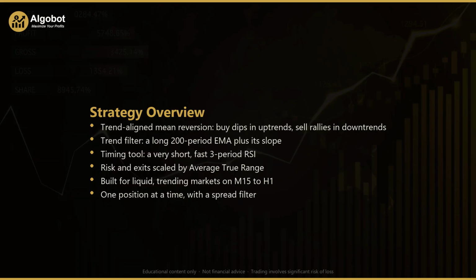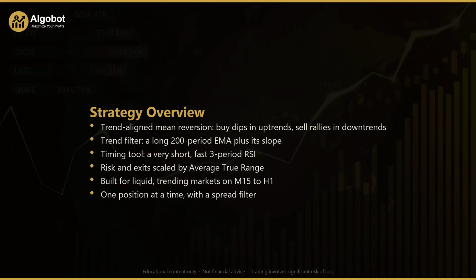Rather than betting against strength, this strategy only looks to buy dips inside an established uptrend and only looks to sell rallies inside an established downtrend. The dominant trend is treated as the edge, and the short cycle oscillator simply times the entry. The approach is designed for liquid, trending instruments. Think of major currency pairs such as EURUSD or GBPUSD, or a widely traded market like gold, on time frames from the 15-minute up to the 1-hour chart.